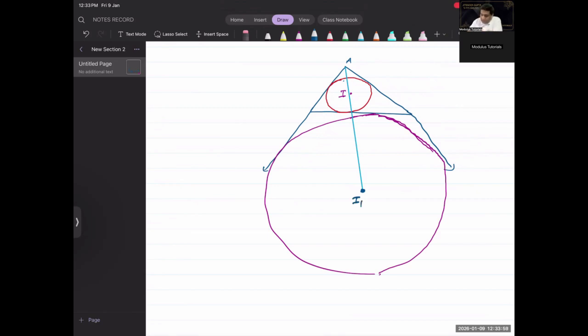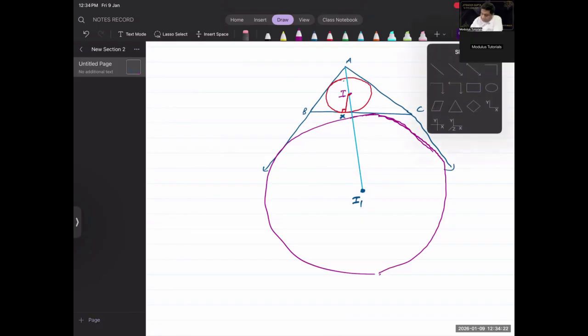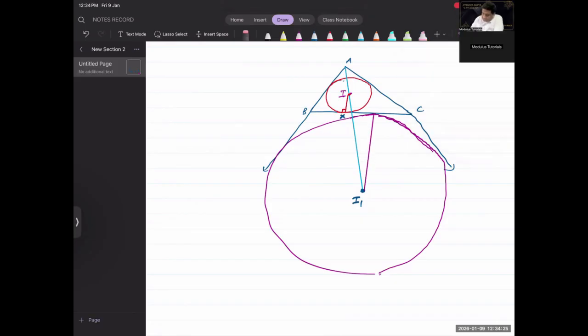Got it? Now, I had told you in my last lecture on Incentre that from here to here, whatever this distance is, right? Let's label the triangle first, B and C. So from Incentre, let's say this is maybe X, right? This is X. Now from center I1, also I can drop a perpendicular, which will be going like this, right? So this is what we have. So this will be perpendicular as well. So let's say this is X1.